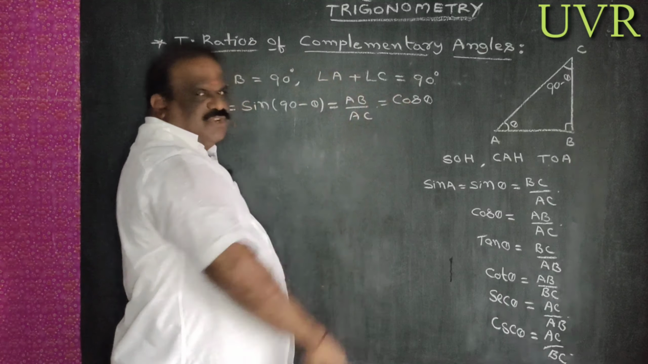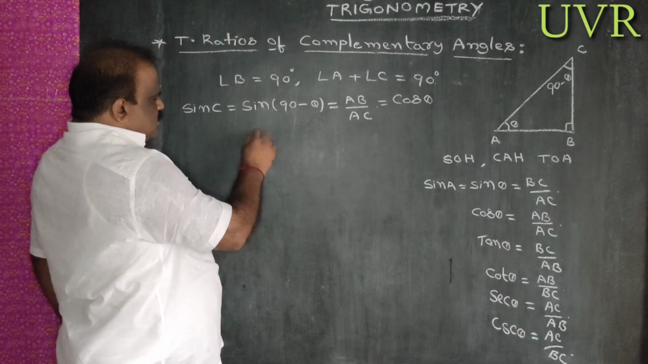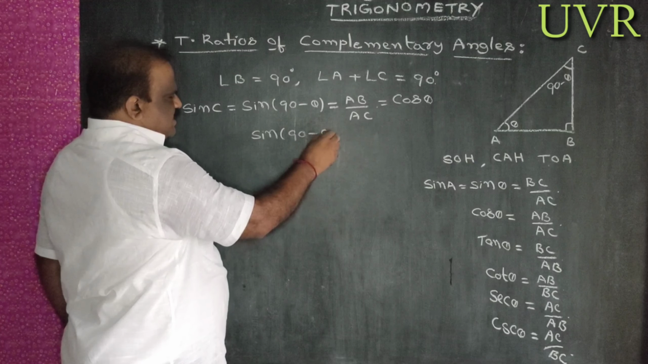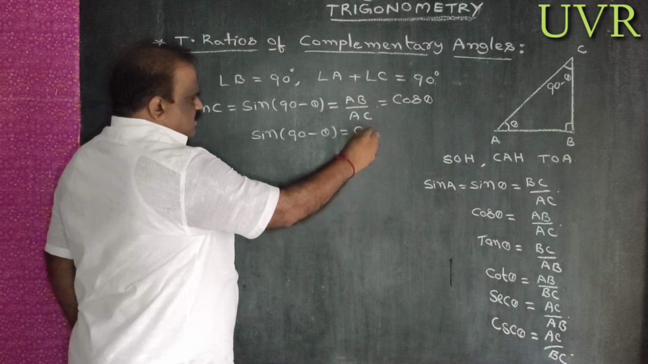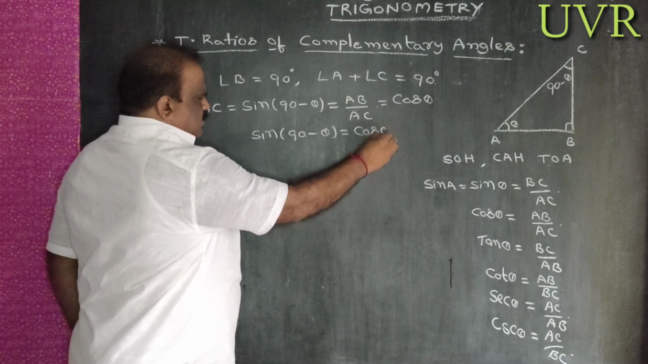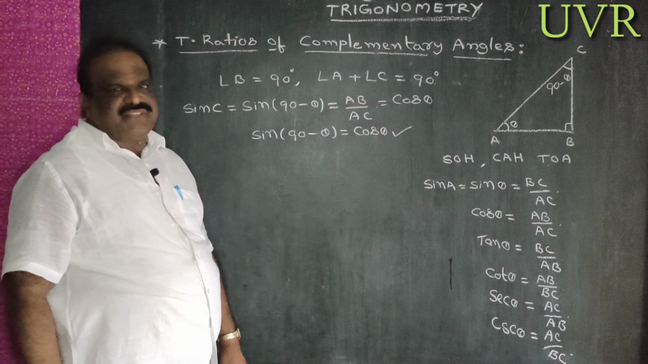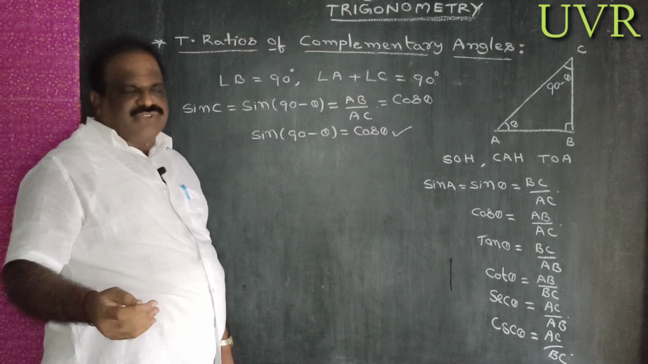From this we know sin 90 minus theta is equal to cos theta. This is the one identity. Sin 90 minus theta is equal to cos theta.